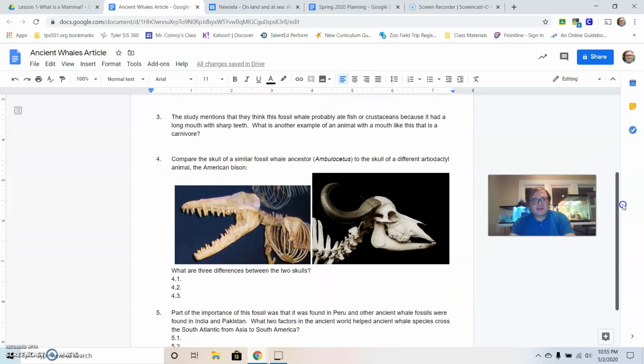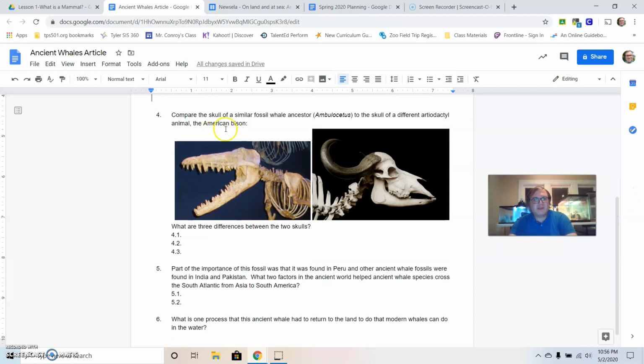Number 3 says the study mentions that they think this fossil whale probably ate fish or crustaceans because it had a long mouth with sharp teeth. What is another example of an animal with a mouth like this that is a carnivore? So think of any animal with that kind of long mouth, sharp teeth that you can think of that would be a good fit.